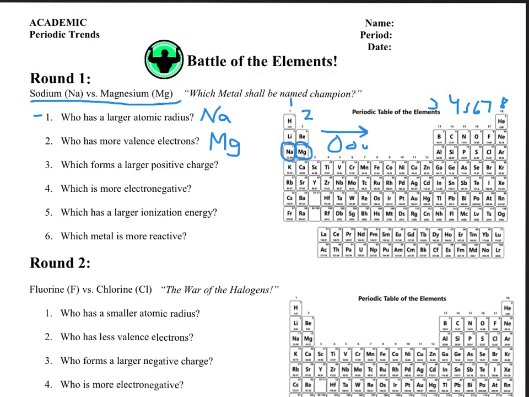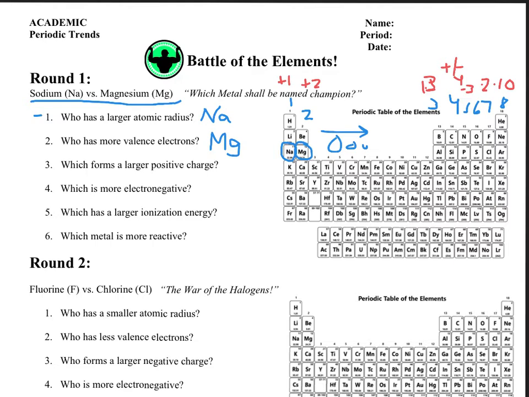Now, which is going to form a larger positive charge? Well, if you remember, there is a trend as well on the periodic table. Group 1 forms +1 charge, group 2 forms +2, group 3 forms +3. We pretty much skip group 4 because it could be a plus or minus 4, though that doesn't happen very often. And then group 5 is a -3, group 6 is a -2, and group 7 is a -1, and group 18 is going to be 0 because it has no charge.